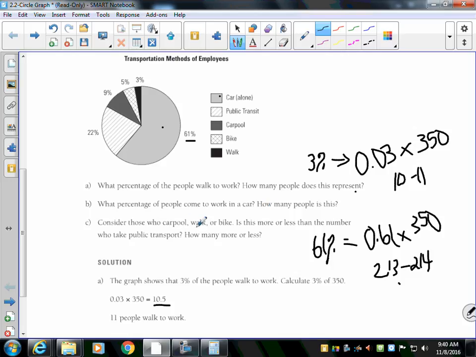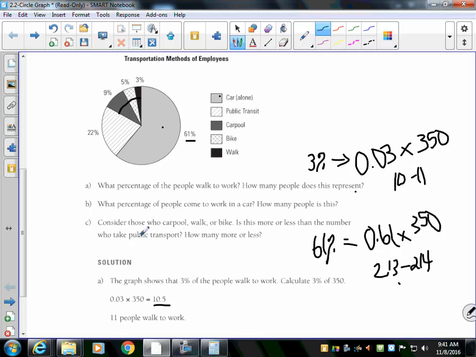Consider those people who carpool, walk, or bike. Is this more or less than the number that take public transport? Well, if we look, 9 plus 5 plus 3, carpool, bike, or walk. 9 plus 5 is 14. 14 plus 3 is 17. So 17% carpool, bike, or walk. So it's less than 22%.